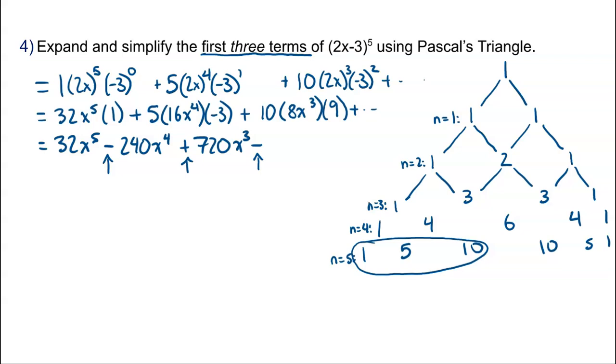Now remember, the coefficients we put in originally were 1, 5, and 10. But when we actually apply the parts of the binomial, that can determine if we have a positive or we have negatives as we go along. So it doesn't end up being 1, 5, and 10 at the end, but that factors into giving us those final numbers once we've simplified everything out.